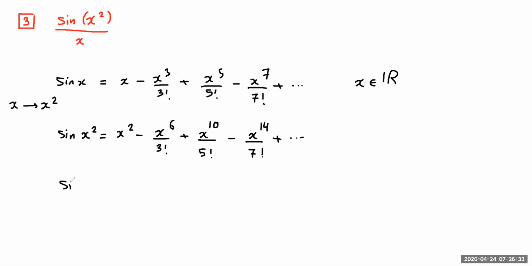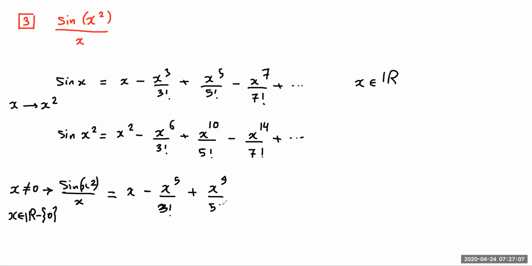Let's divide by x. Sine x power 2 over x will be, now I suppose here x is not 0. So this formula is correct for any real number in R without 0. So here x power 2 divided by x is x, minus x power 5 over 3 factorial plus x power 9 over 5 factorial minus x power 13 over 7 factorial, etc. So this is correct for any nonzero real number.